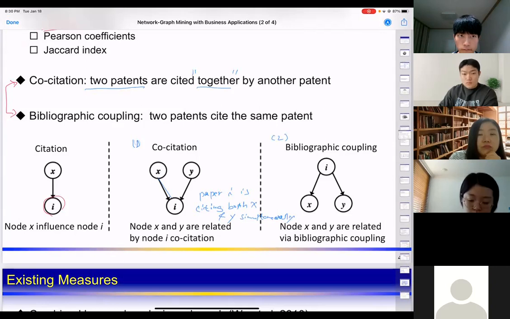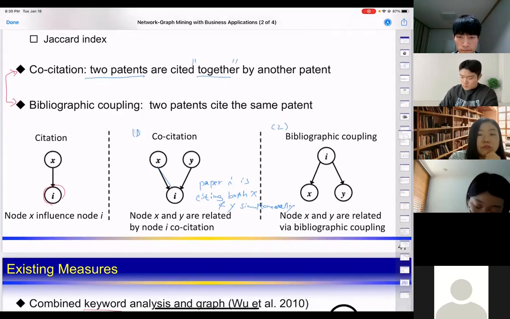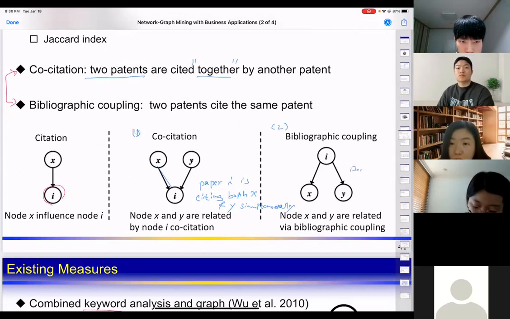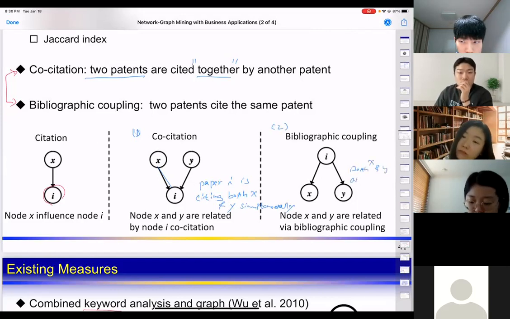Another one: paper X and Y, both X and Y are citing paper I.